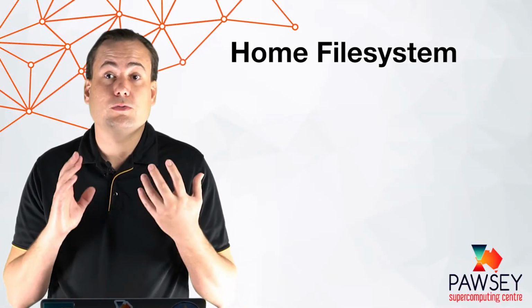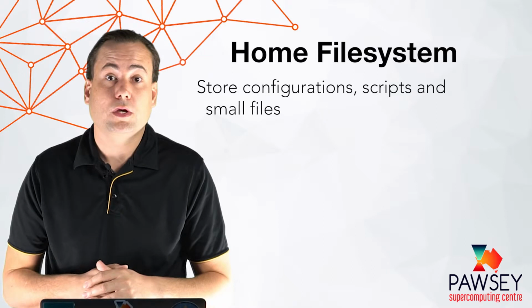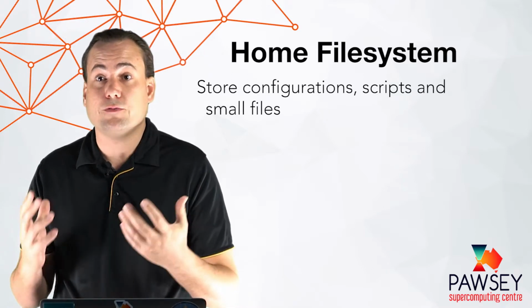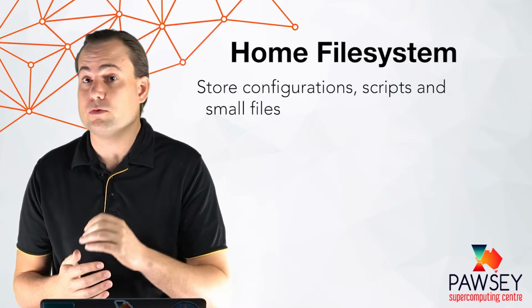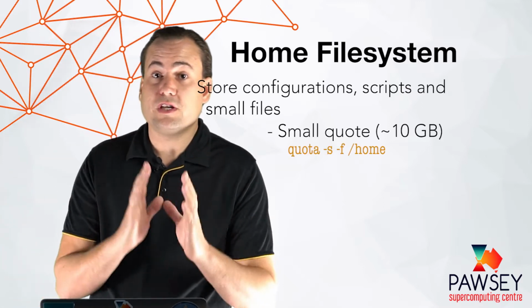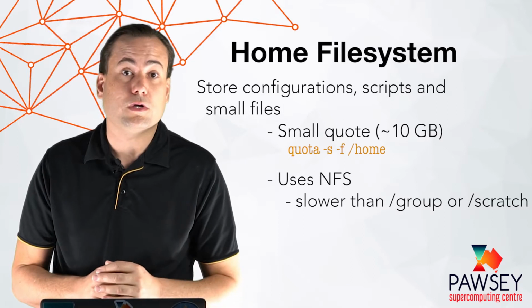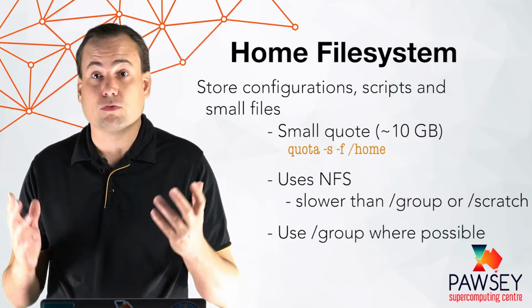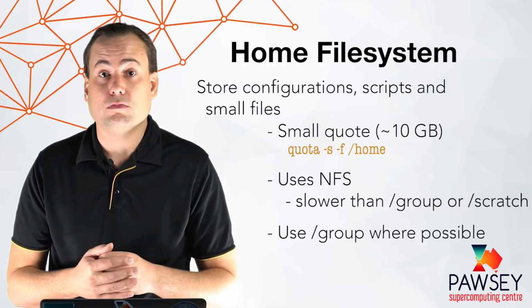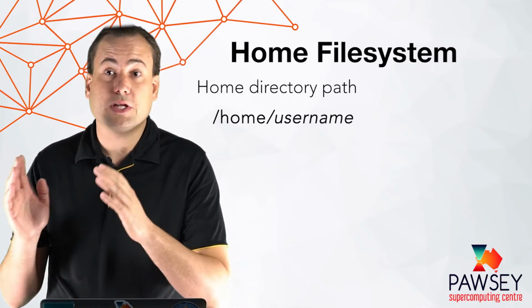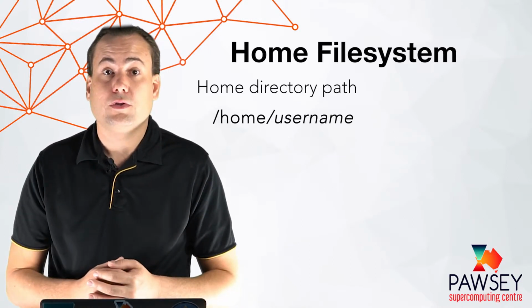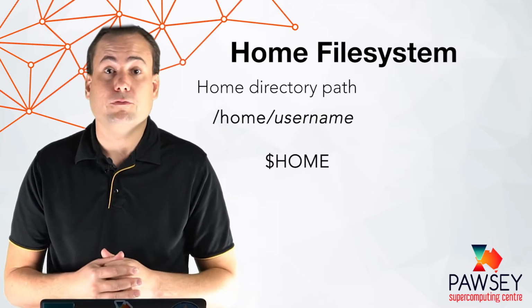The home file system is where you start by default when you log in. It should be used for small configuration files for programs that expect those files in your home directory. It has a relatively small 10 gigabyte quota and uses the network file system NFS, which is much slower than group or Scratch. Where possible, the group should be used rather than the home directory. The path to your home directory is /home/username. This path is available in the home environment variable for convenience.